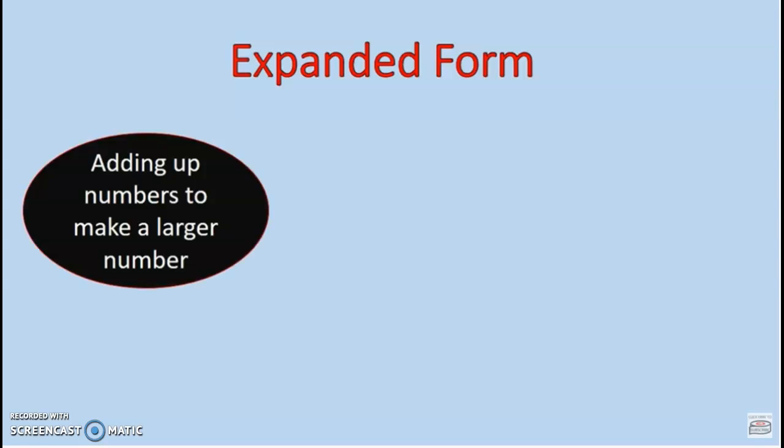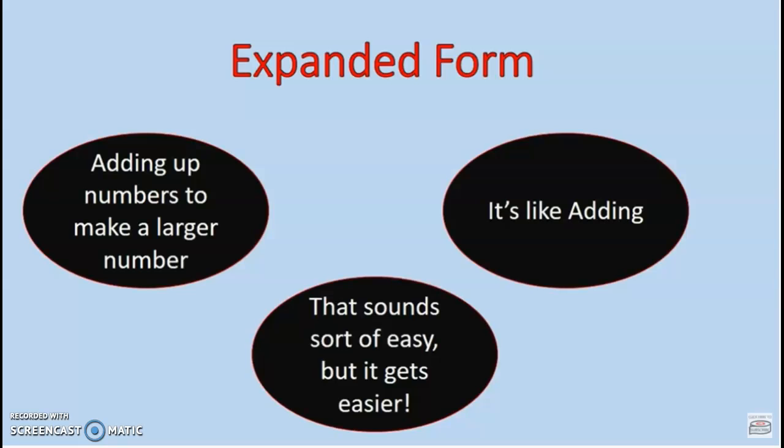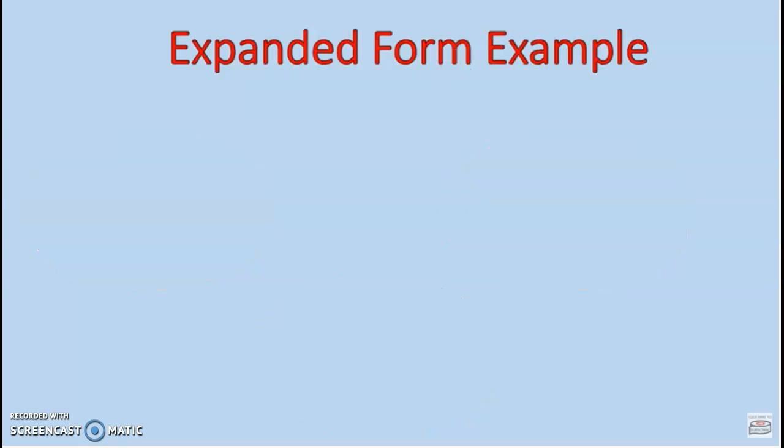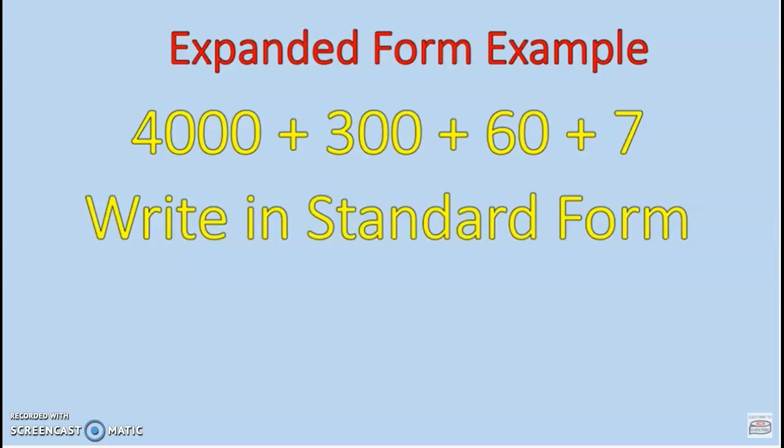The expanded form of a number is basically adding up the numbers to make a larger number. It's a lot like adding. Actually, that sounds sort of easy, but don't worry, it's actually easier than easy. Let me show you. The expanded form of a number looks like this: 4,000 plus 300 plus 60 plus 7. And you're asked to write it in standard form. Standard form is just the normal way that you write a number.